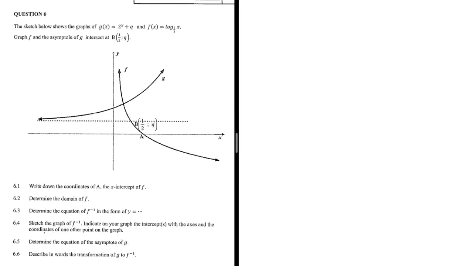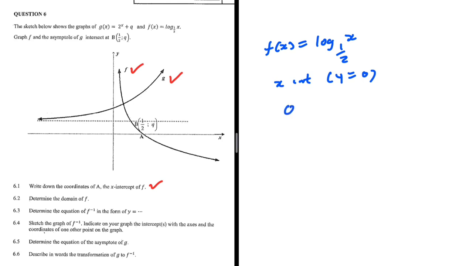Write down the coordinates of A, the x-intercept of f. So we have two functions, f of x and g of x. Well, f of x is equal to log of x and the base is half. And we are looking for A, the x-intercept of f. We know fully well that for the x-intercept, we just need to let y be equal to 0. We're going to get 0 is equal to log of x and the base is half.